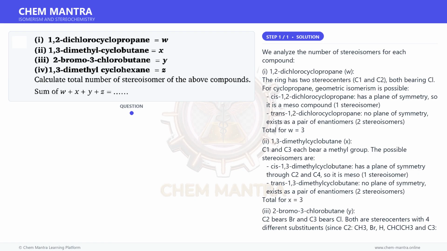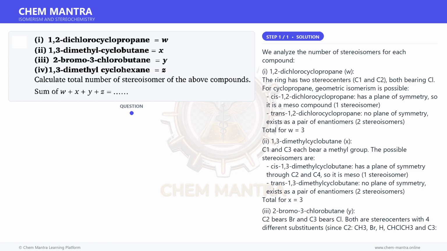1. 1,2-dichlorocyclopropane, W. The ring has two stereocenters, C1 and C2, both bearing Cl. For cyclopropane, geometric isomerism is possible. Cis-1,2-dichlorocyclopropane has a plane of symmetry, so it is a meso compound, 1 stereoisomer. Trans-1,2-dichlorocyclopropane, no plane of symmetry, exists as a pair of enantiomers, 2 stereoisomers. Total for W is equal to 3.